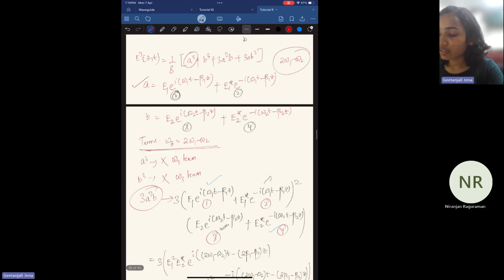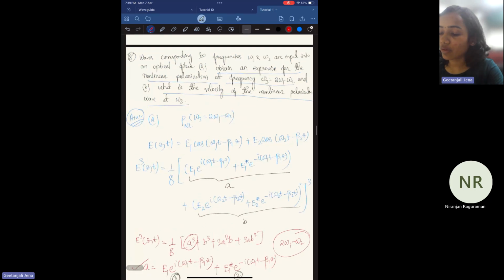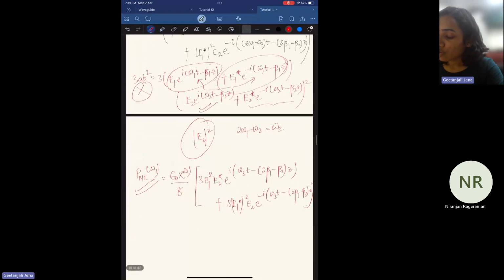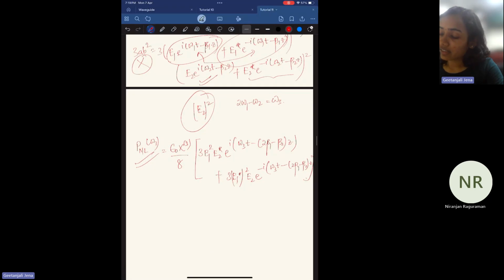In the next part, the problem was asking about what is the velocity of this nonlinear wave at frequency omega 3. So can you let me know what will be the answer? So you have a nonlinear polarization like this. Now you need to find out what is the velocity due to the omega 3. How can you calculate it?